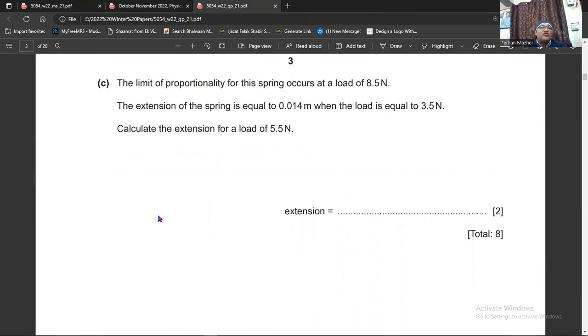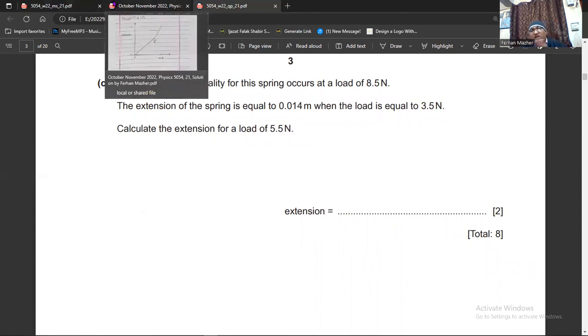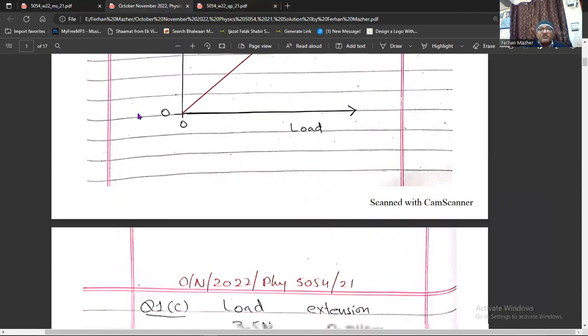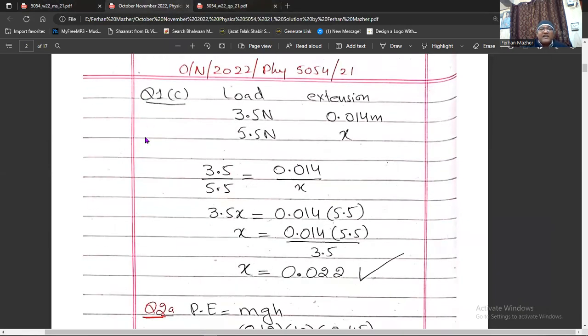When the load is equal to 3.5 Newton, calculate the extension for a load of 5.5 Newton. Very simple. You see, extension and load are directly proportional to each other. So I'm going to use the method of proportionality. And here is the solution.